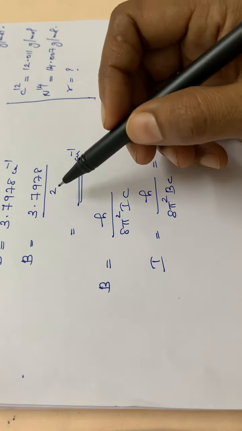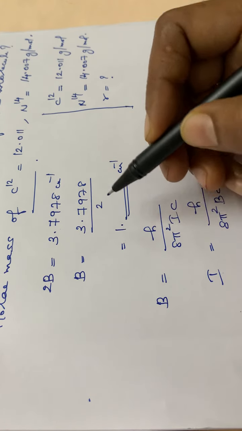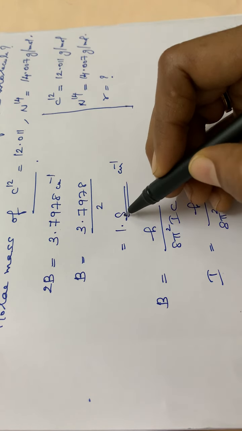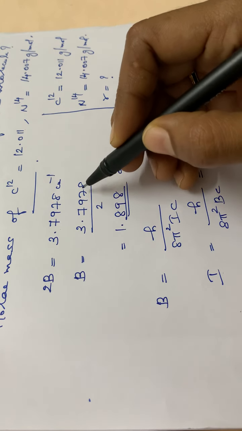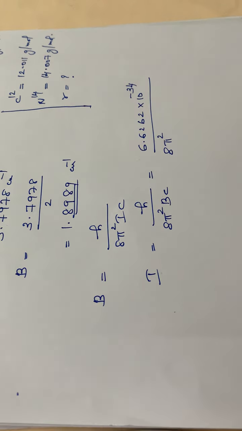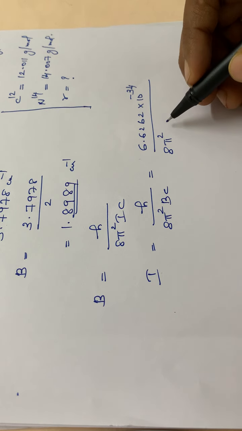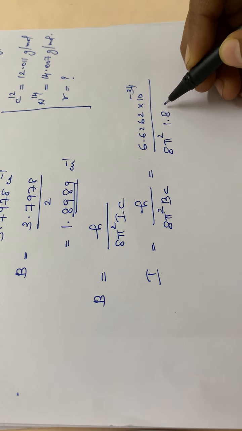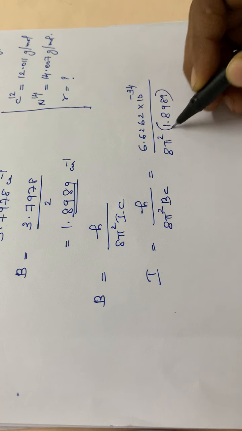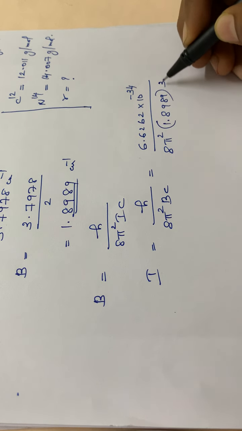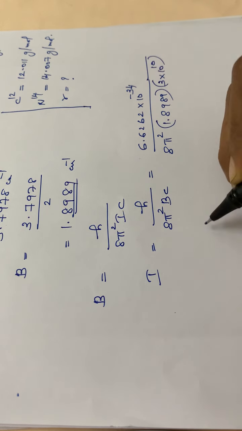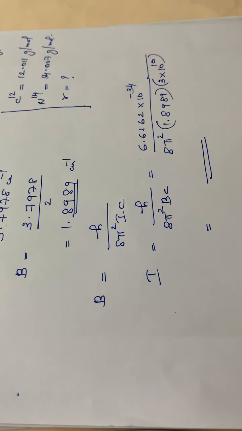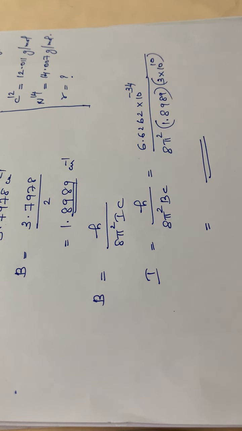The value you obtain here is about 1.8989, isn't it? So 8 pi square into 1.8989 into c, velocity in centimeter, that is 3 into 10 raised to 10. Okay, so this gives the moment of inertia of that CN molecule.